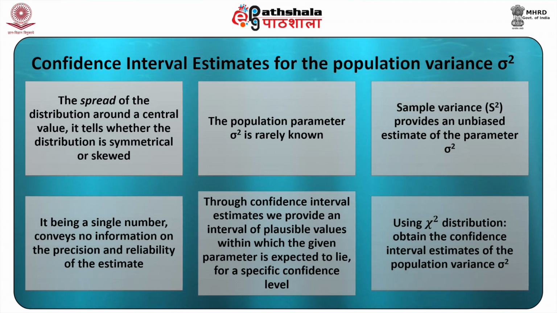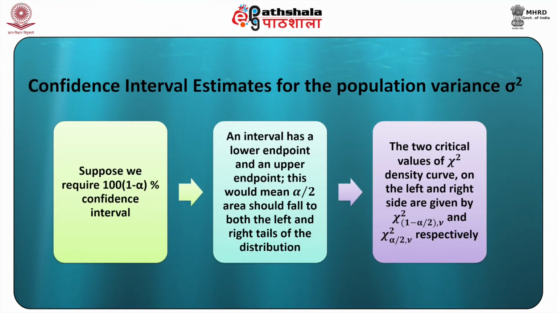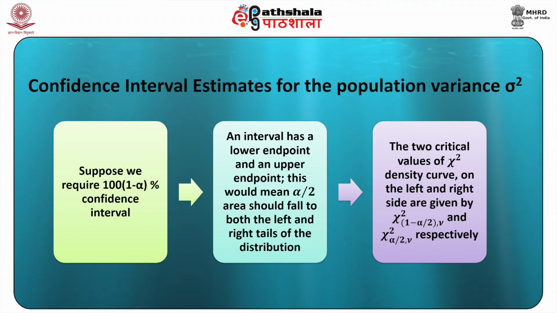Using chi-square distribution, we obtain the confidence interval estimates of the population variance sigma square from a random sample drawn from a normally distributed population. Suppose we require 100 into 1 minus alpha percentage confidence interval. An interval has a lower endpoint and an upper endpoint. That is why it is an interval. This would mean we have alpha by 2 area on both the left and the right tail of the distribution.